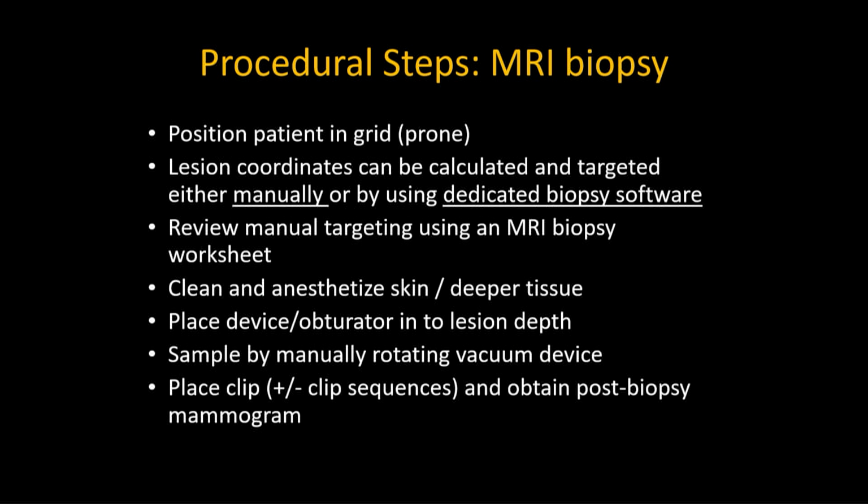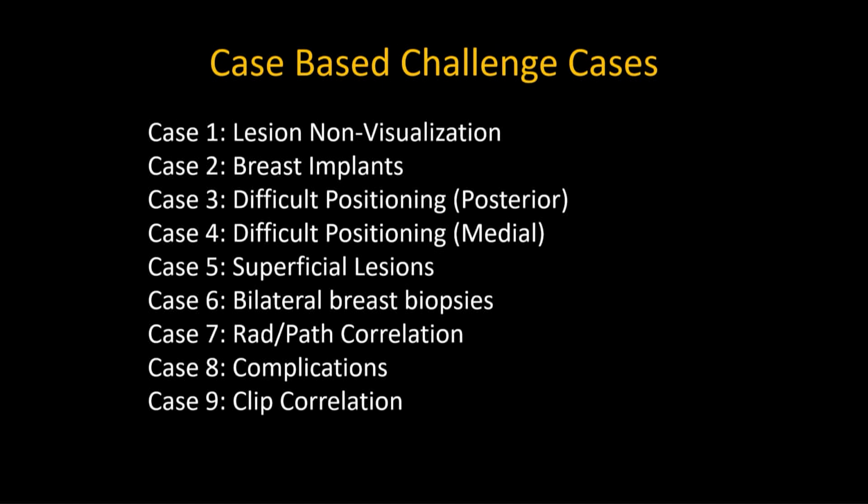So after you have targeted your finding, you want to clean and anesthetize the skin and the deeper tissue. You place your device and obturator to the lesion depth as you've triangulated on your axial view, and then you sample by manually rotating the vacuum device. You place the clip, and it's always important to obtain a post-biopsy mammogram. However, you can plus or minus use a clip sequence to confirm that as well.